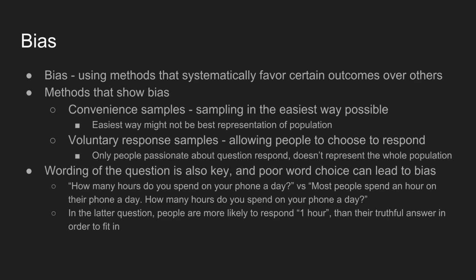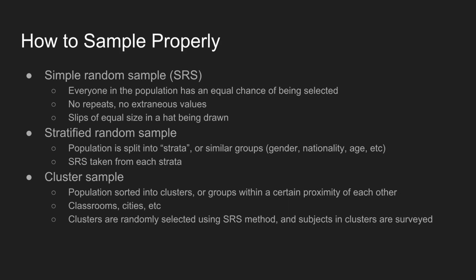Another source of bias that goes beyond the sampling method is the wording of the question. For example, asking a sample, how many hours are you on your phone per day, versus most people spend an hour on their phone a day, how many hours are you on your phone per day, those will yield dramatically different responses. People want to fit in by nature, so many will respond similarly to the statistic given in the latter question, rather than honestly to the former question. This will lead to a misleading representation of the population's phone use.